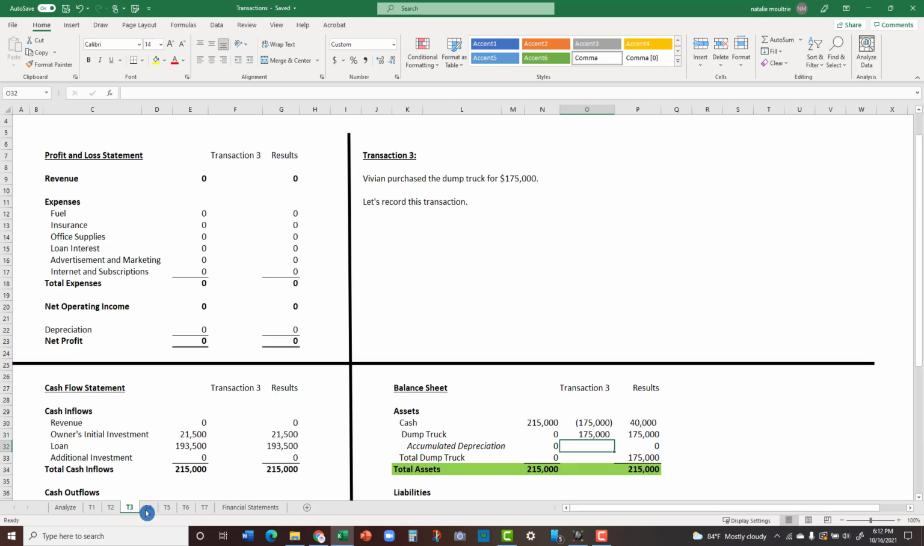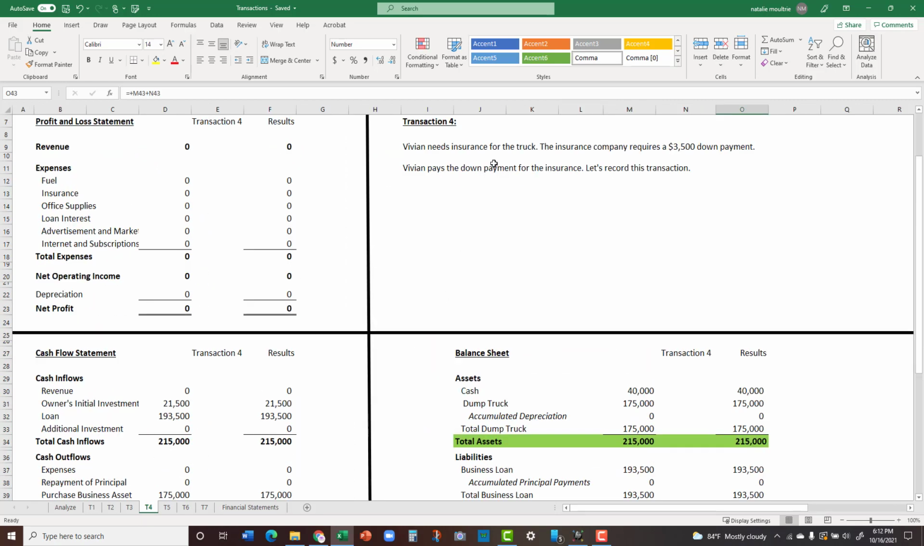All right, so let's take a look at transaction 4. Vivian needs insurance for the truck. The insurance company requires a $3,500 down payment. Vivian pays the down payment for the insurance. So let's record this transaction. First of all, the insurance is an expense to the business, so that's going to impact our profit and loss statement. So our first transaction on the profit and loss statement is a $3,500 insurance expense. Because we have no revenue, we now have a net operating loss after this first transaction.